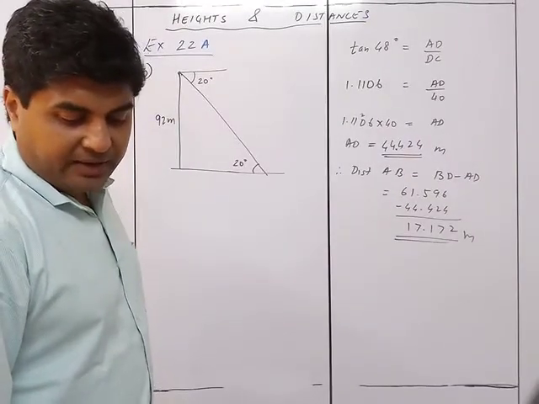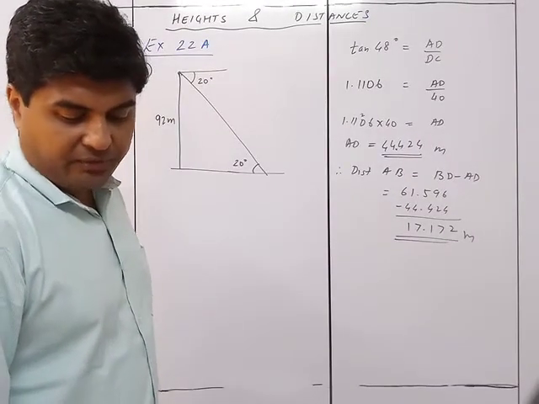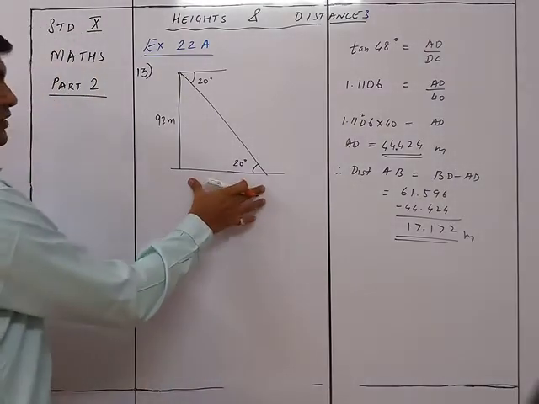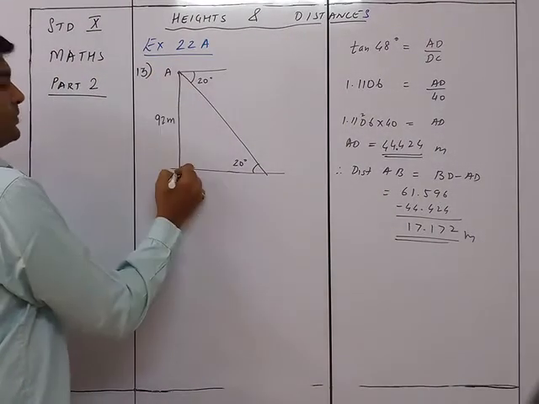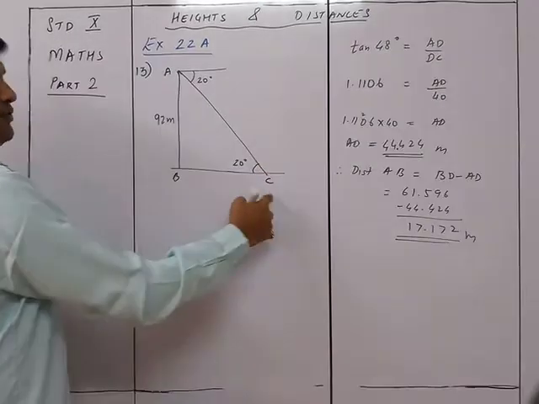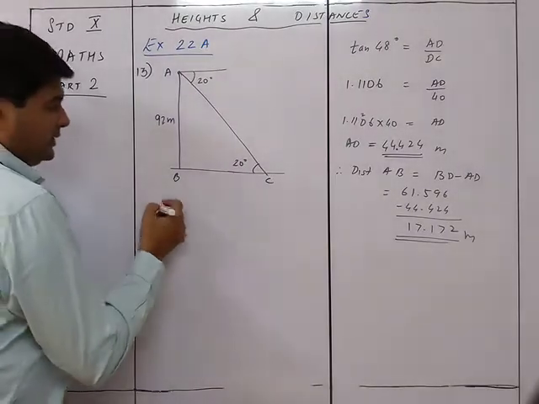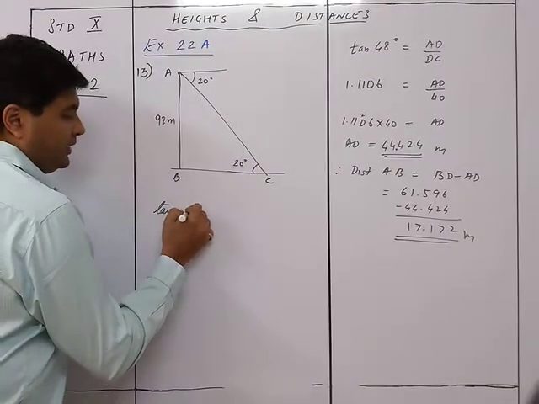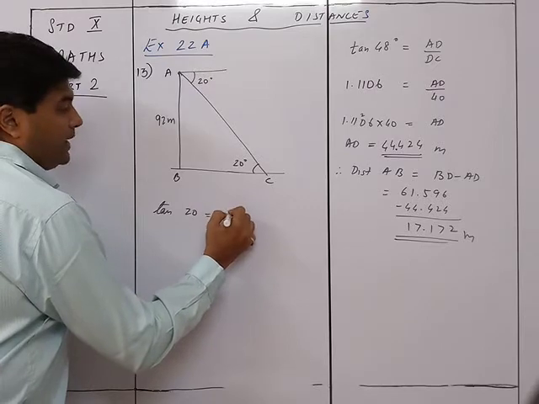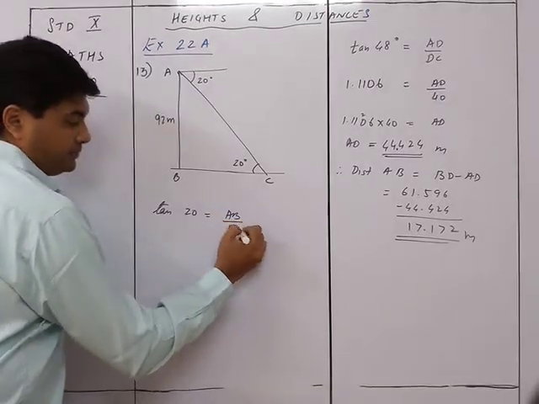You have to find, in the nearest meter, the distance of the boy from the foot of the cliff. So you need to find out this distance. So we take A, B and C. We need to find BC. Simple thing. So tan 20 is equal to AB upon BC.